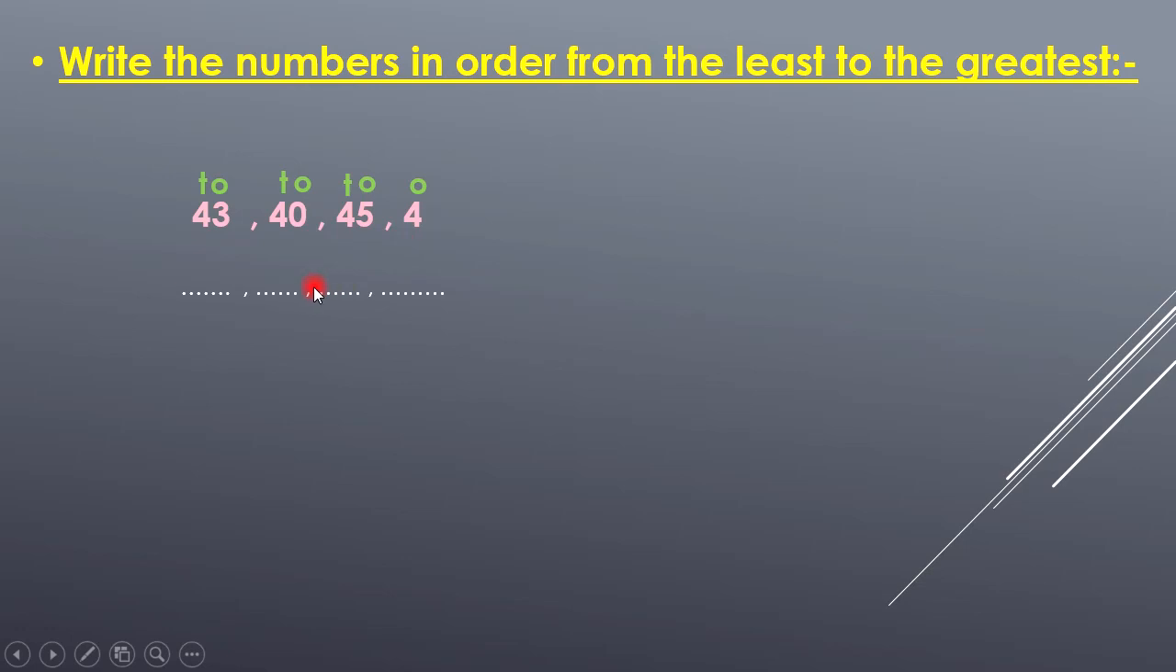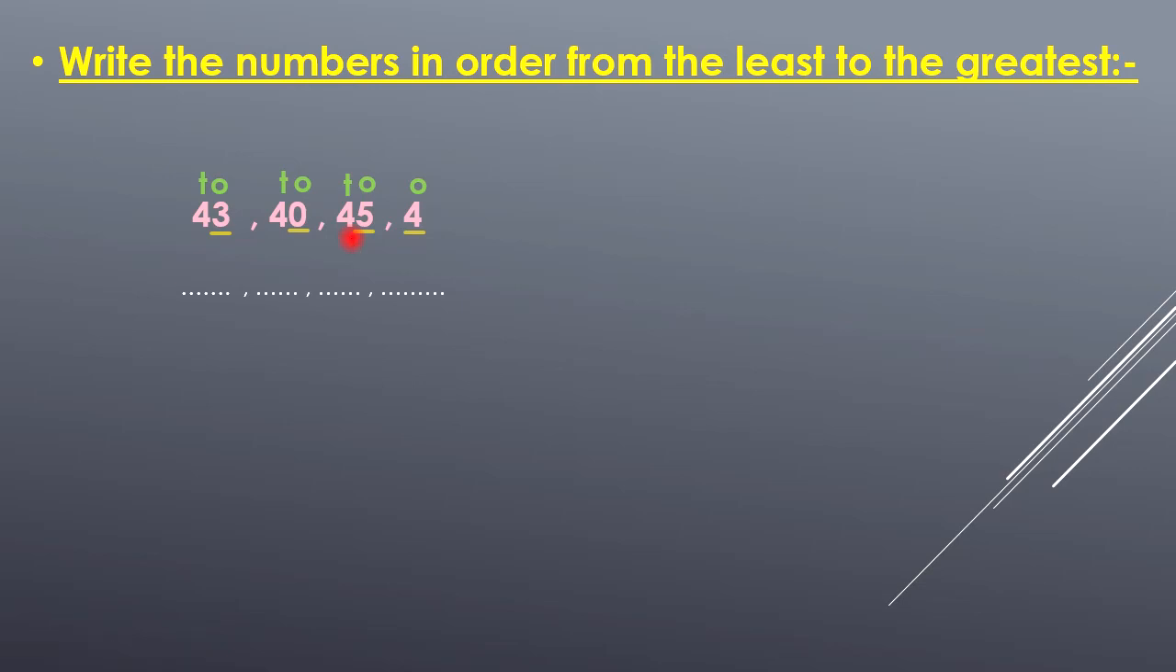So now, at first, we should look to what? Yes, we should look to the tens digit, and the tens digit means the number in the tens place. The tens digit is 4, 4, 4. They are the same. So I should look to what? Yes, we should look to the ones digit.